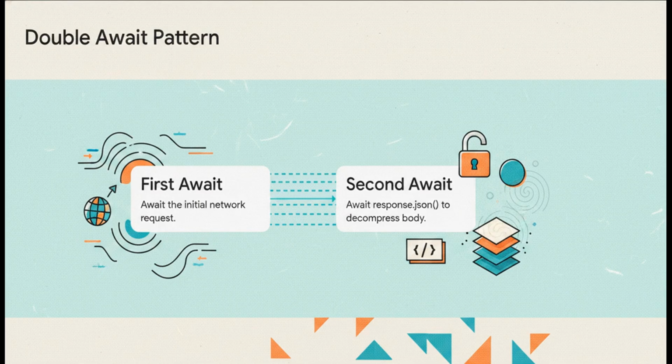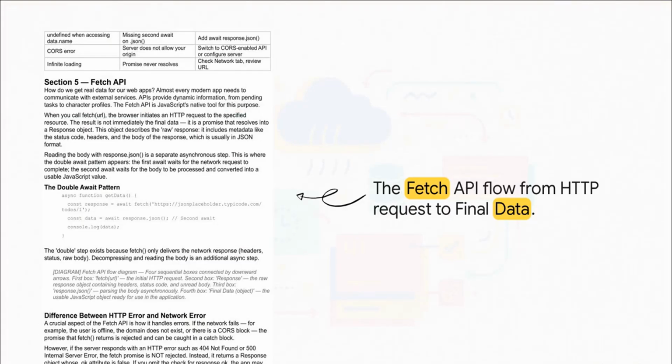But here's the trick, that actually doesn't give you the data yet. Step 2 requires a completely separate second await on response.json. Decompressing and reading that raw body is a totally distinct asynchronous step. We kick off the fetch, and we get a raw response object back. But getting to that final data requires us to call response.json, which again is itself an async operation. Only after that crucial second await do we finally reach the usable JavaScript data object. If you skip that second await, your app is just going to break.